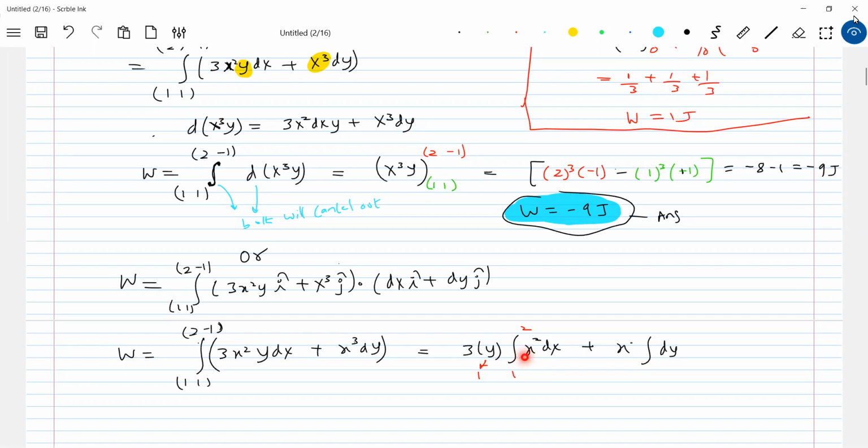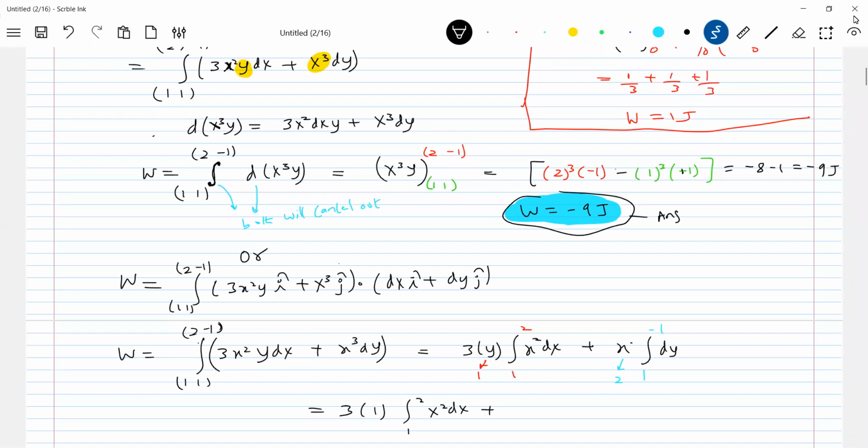Then I'll integrate along the y-axis. Then what is the value of x? The value of x is not 1, it should be 2. So I should write here, this is 2. And this limit should be 1 comma minus 1. So next I'll substitute all the conditions. So what is the value of y? Y is 1. This is 1 comma 2 x square dx.